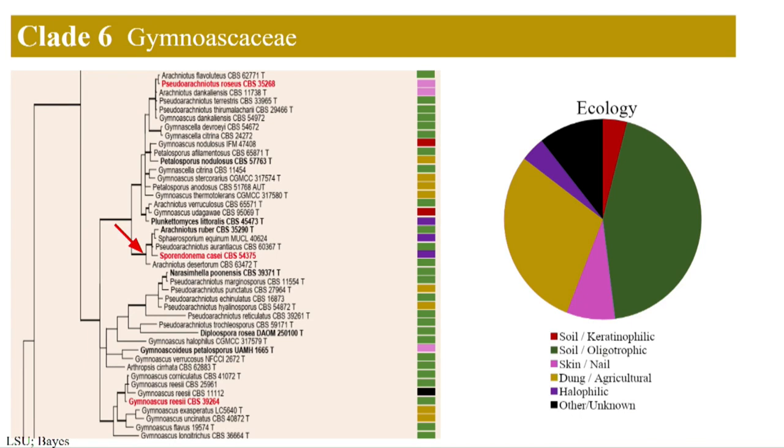And here, ecology again was mostly based on soil, but oligotrophic soil. And there was this group showing halophilic characteristics. And these strains were mostly isolated from cheese samples. And clade 7 was Ascospheraceae.